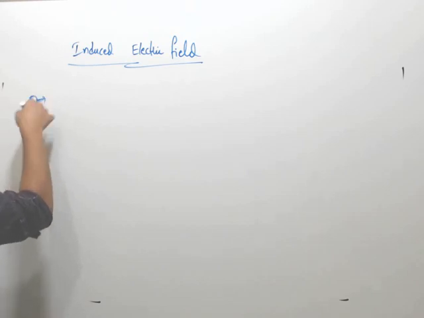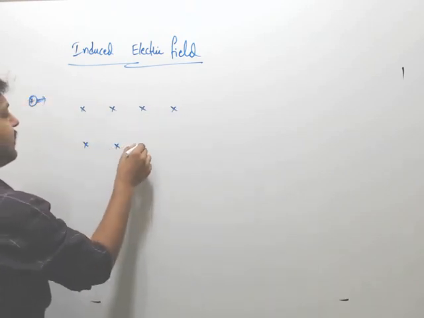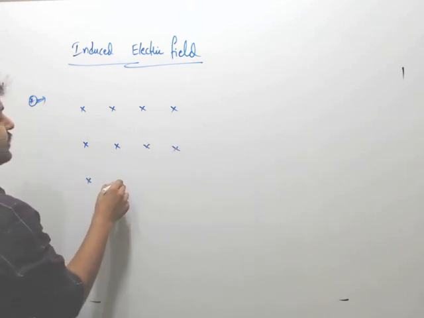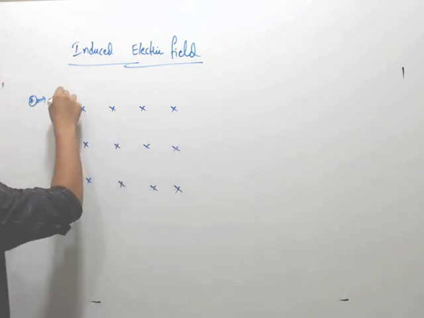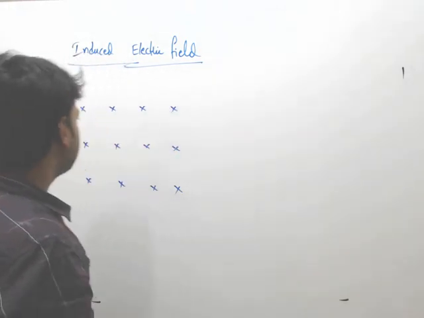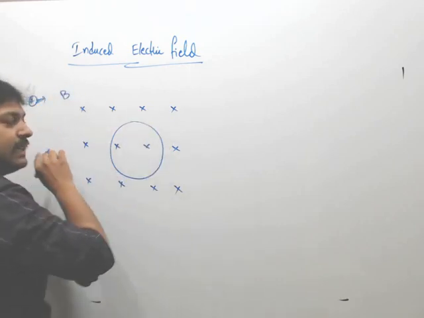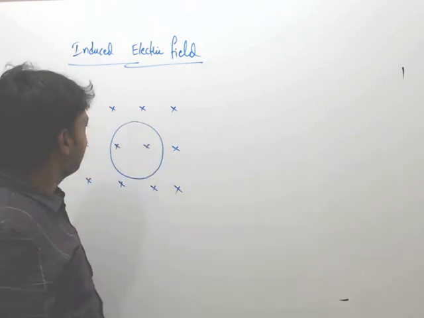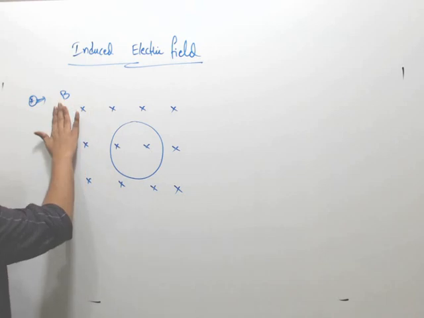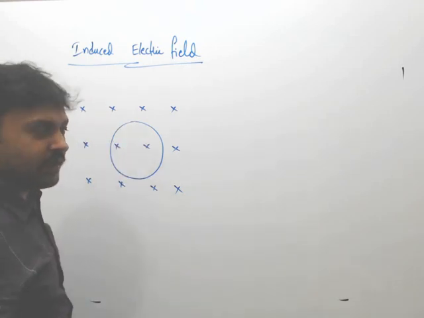So what did we do? We considered a constant magnetic field, and a question I raised. What is that question? If I place a coil inside a constant magnetic field, what will happen? Nothing will happen. Why? Because the magnetic field is constant. If I place a coil, no induced current will be there, right?